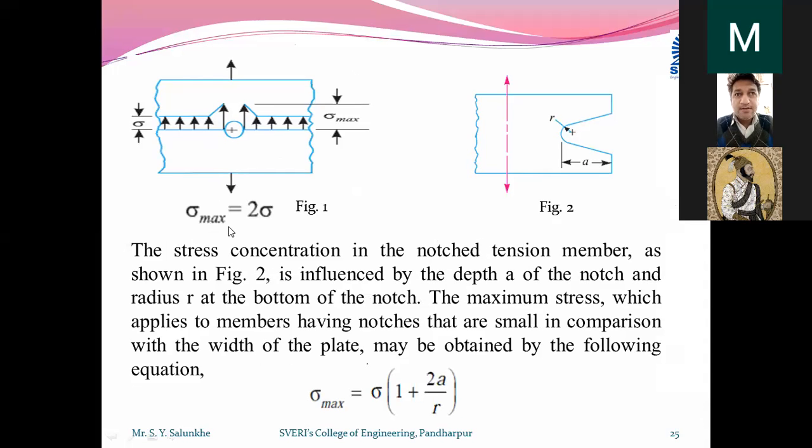Now here, theoretically, it is assumed that the maximum stress value is double the actual stress value. That is, sigma max at this place is double the normal stress value. Now the stress concentration is in the notched tension member, where this notch has been formed and this member is placed in tension. Tensile stresses are developed here, and here also tensile stresses are developed.